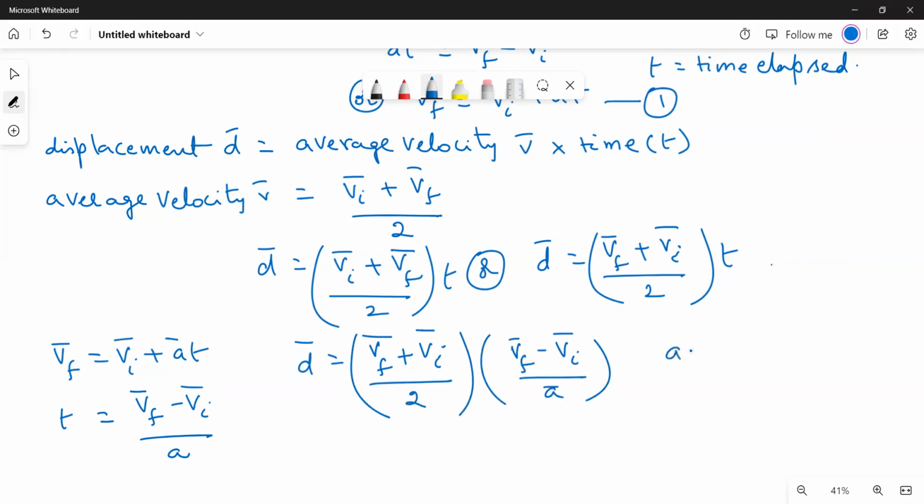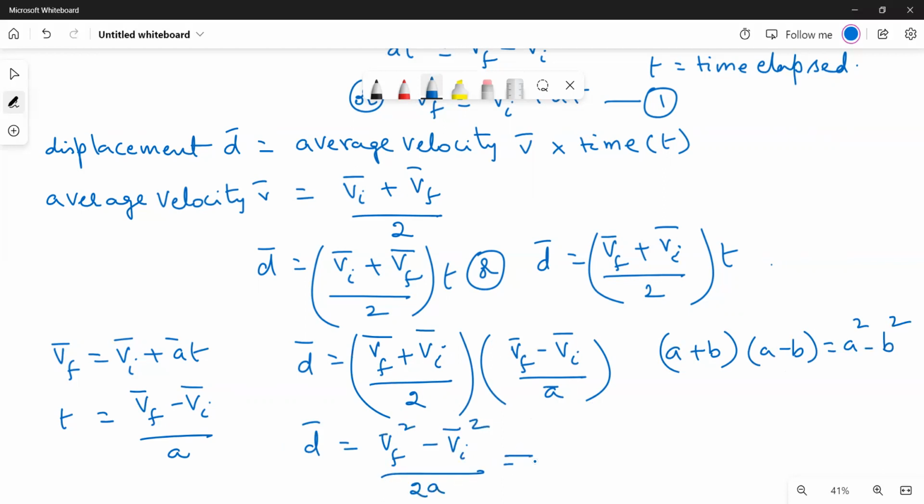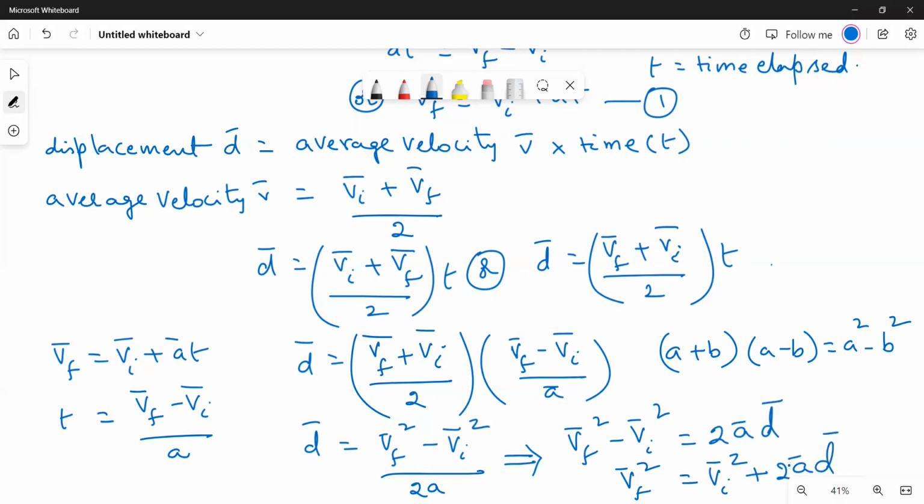This is of the form A plus B times A minus B, which is equal to A square minus B square. So this will give Vf square minus Vi square by 2A. Otherwise, we can write it as Vf square minus Vi square is equal to 2AD, or Vf square is equal to Vi square plus 2AD. So this is the second kinematic equation.